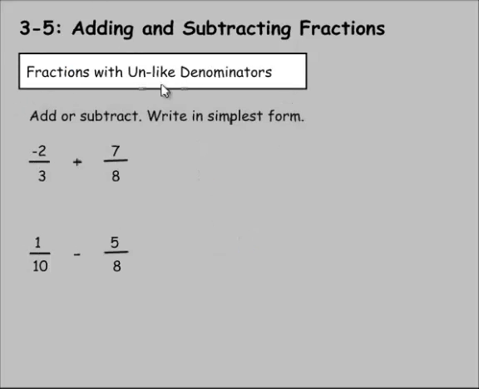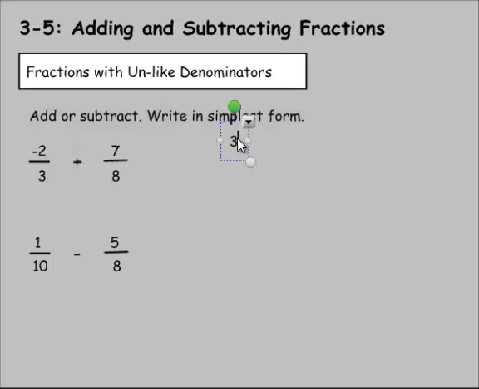So now we have fractions with unlike denominators, and these take a little bit more work because we have a 3 here on the denominator and we have an 8 here. So this negative 2/3 plus 7/8, we can't add this because the denominators are not the same yet. So we have to find a number that they can both go into. So we list the multiples of both these numbers to find that.